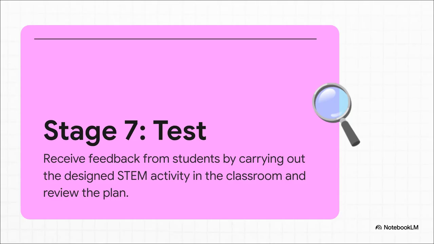And finally, we get to maybe the most important step of all, taking it for a test drive in the real world. Stage 7 is test. Yep, this is where the rubber meets the road. You take that prototype, you bring it into the classroom, and you get honest-to-goodness feedback from your students. Then you take that feedback and use it to tweak and improve the activity until it absolutely shines.